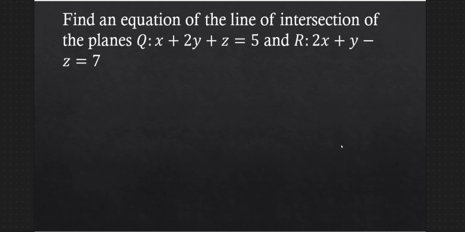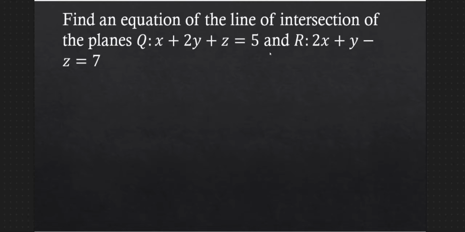The two planes could be parallel, in which case they will not intersect at all, and we won't be able to find such an intersection line. Or if the two planes are not parallel to each other, then they will intersect at a line.